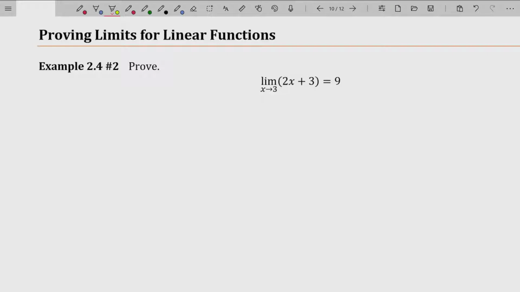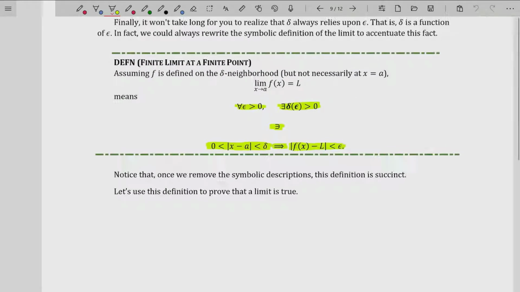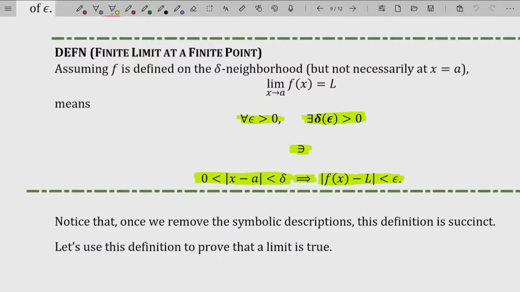So first thing I'm going to do is hop back to the actual definition here. Whenever you're doing a proof in mathematics, you're really relying heavily on theorems and definitions, not examples. So in this case, we're going to assume that f, our function, is defined on a punctured open neighborhood, or a delta neighborhood, about 3. That's because we're dealing with the limit as x approaches 3 here.